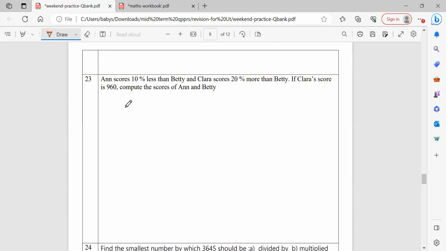So Anne scores 10% less than Betty and Clara scores 20% more than Betty. Okay, our reference point is Betty in this case. So Betty is scoring, I don't know what Betty scores, I'll call it M marks. So what will be Anne's score? Anne's score will be 10% less than Betty. So M minus 10% of M is Anne's score.